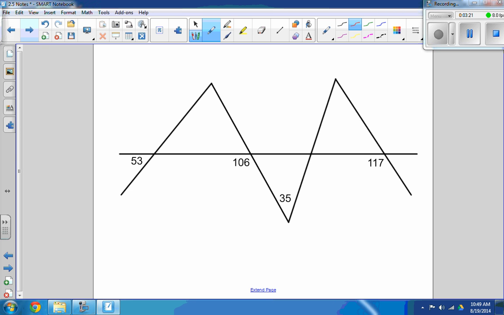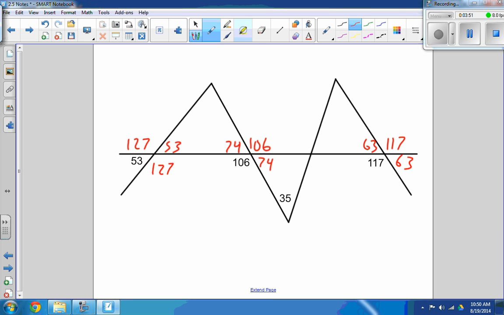Okay. So this is angle 53, and we know this one's also 53. Linear pairs add up to 180. Over here at 106, this is going to be 106, 74, 74, 117, so 117, 63. I solved all of those because of linear pairs and vertical angles.